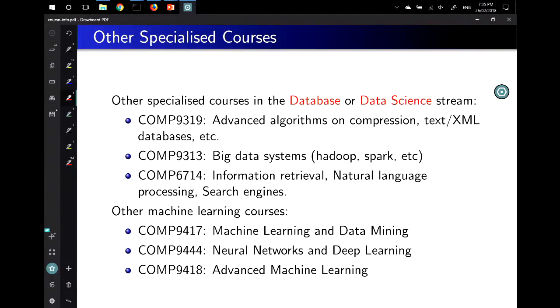We also have a bunch of other special courses. Again, I didn't double check the latest because I think there are some changes in the different streams. But there are related courses, such as 9319, typically taught by Raymond. Again, I don't know what's the latest, since all the lecturers are continuously updating their contents. Usually it's on compression and text and maybe XML databases.